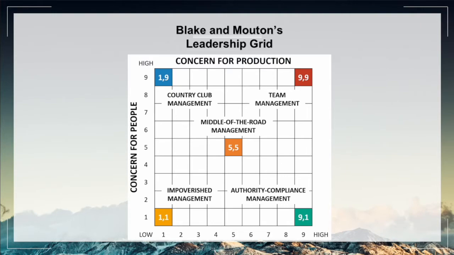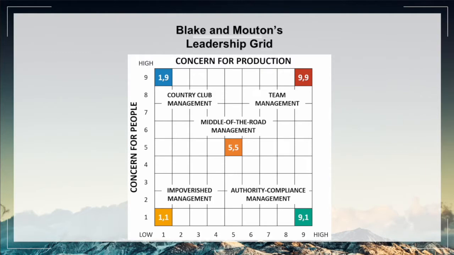The country club management style, popularly known as the 1-9 style, has great concern for interpersonal relationships while having little regard for task completion, as indicated on the grid above. The impoverished management style, popularly known as the 1-1 leadership style, is unconcerned with both the task and interpersonal relationships. The leader goes through the notion that he is uninvolved and withdrawn.